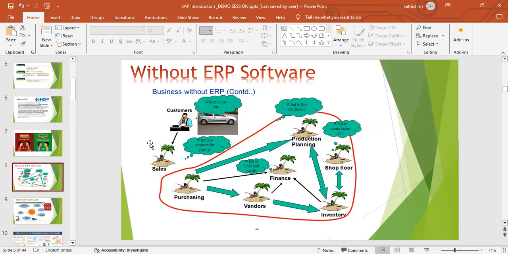And what that reception person will do is make internal calls to the purchasing team, vendors, inventory, finance, production or the shop floor about the status of the car. What was done or not done? Is it ready for delivery or not? Because whenever the customer calls, this person does not have the proper information about that car.